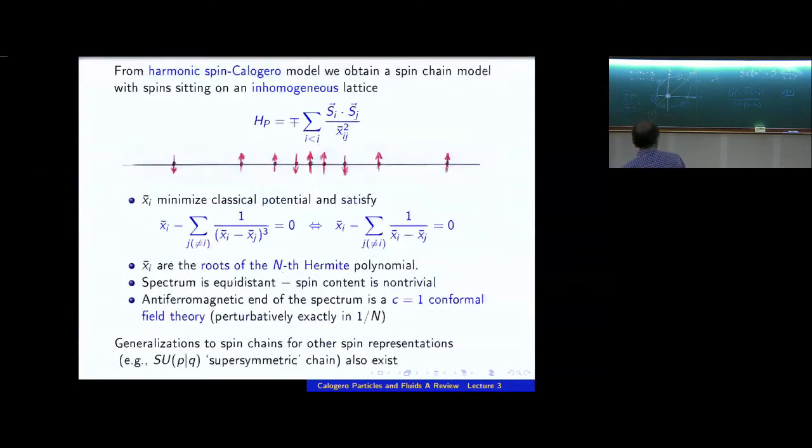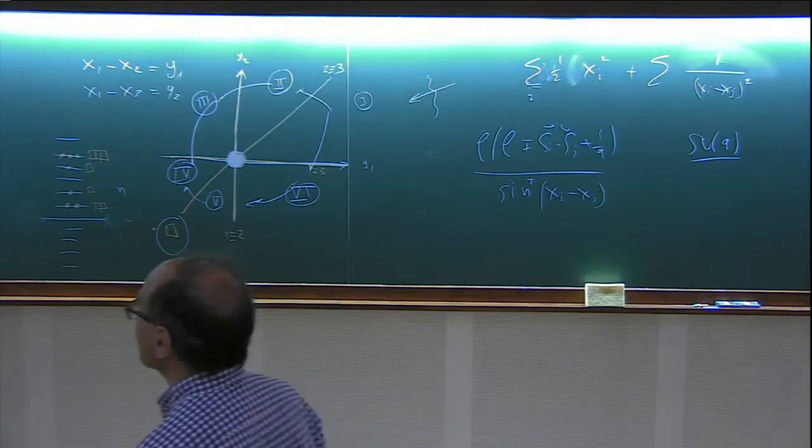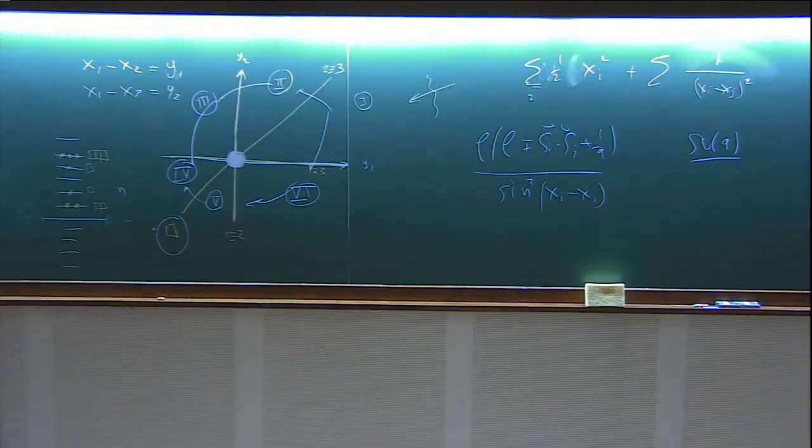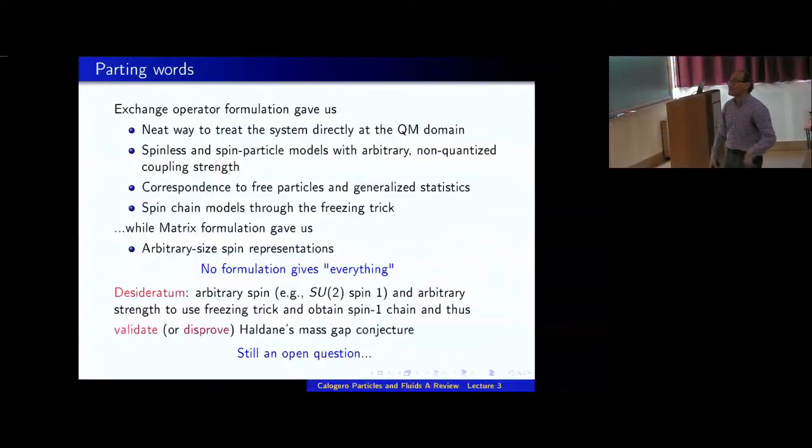Here we had no control of the coupling constant. This L here was fixed by everything else and could not be scaled. So we see that no formulation gives us everything. The matrix formulation gives one domain of models. The exchange operator formulation gives another domain of models. They have an overlap, but clearly none of them is perfect.